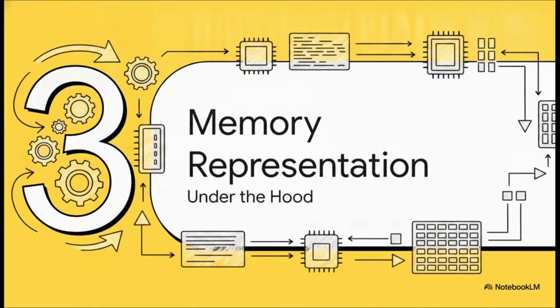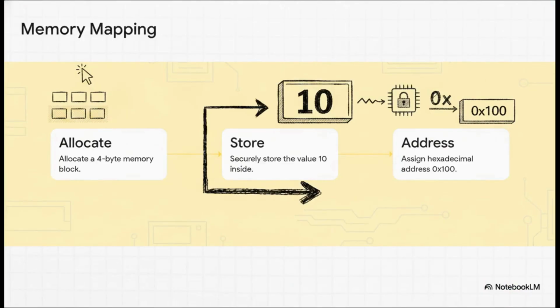Okay, Section 3. Memory representation. To really wrap our heads around what a memory address actually is, we need to look under the hood. We need to see how your standard lines of code translate into physical storage blocks in a computer's memory. Step 1, imagine you write a super simple line of code, int a = 10. What physically happens? The operating system allocates a physical memory block, usually taking up 4 bytes of space for an integer. Step 2, it takes your value, the number 10, and securely locks it inside that allocated box.